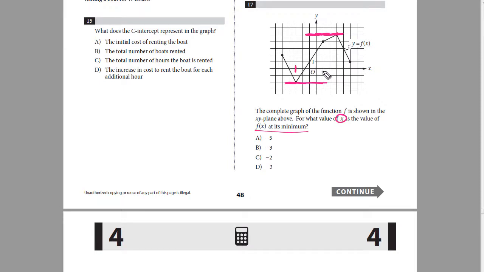Now one box is equal to 1 unit, so this is the origin, so it is 1, 2, 3 units left from the origin, so x will be equal to -3. So the correct option is option B, -3.